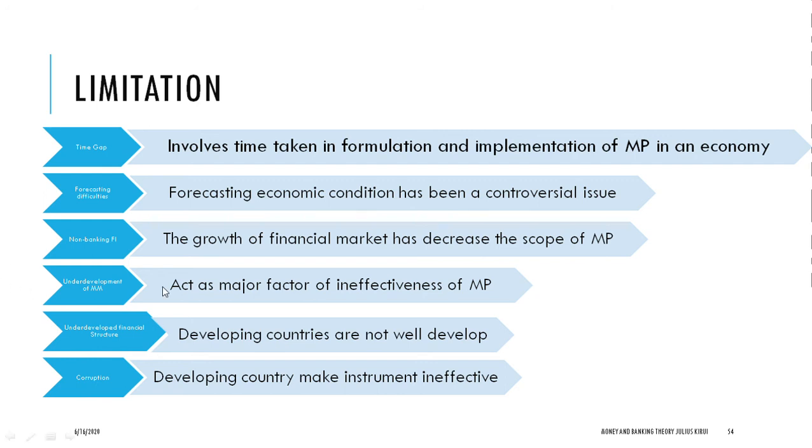Number four, underdevelopment of money market acts as a major factor of inefficiency of the money market. So underdevelopment is because of the underdeveloped countries. Then number six is developing countries are not well developed. Then finally, corruption. In developing countries, it makes the instruments ineffective.